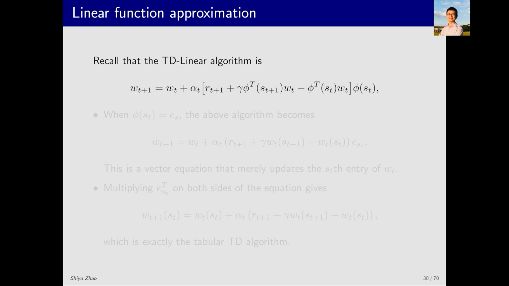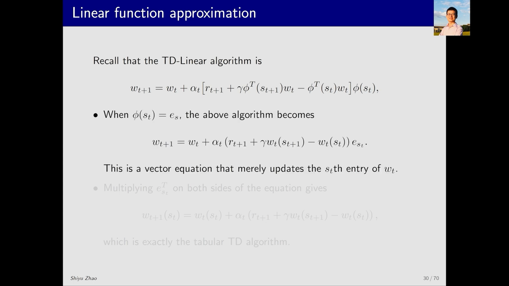Let's take this further. Here is the TD-Linear algorithm we introduced just now. When we substitute phi(s) into it, the resulting algorithm will be identical to the tabular TD algorithm we introduced in previous lectures. Why is that? Let's examine it closely. When we substitute phi(s_t) equals e_{s_t} into the algorithm, we get this new expression. Notice that in this algorithm, this is a scalar, this is a vector, this is a vector, and this is a vector. But this vector only has a 1 at the position corresponding to s_t, with all other elements being 0. Therefore, only the element of w corresponding to s_t is updated. All other elements remain unchanged.